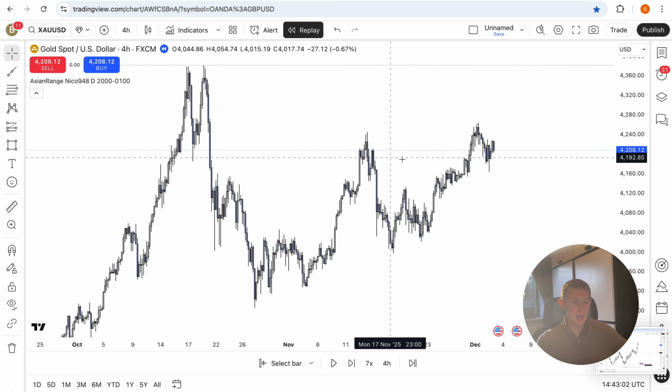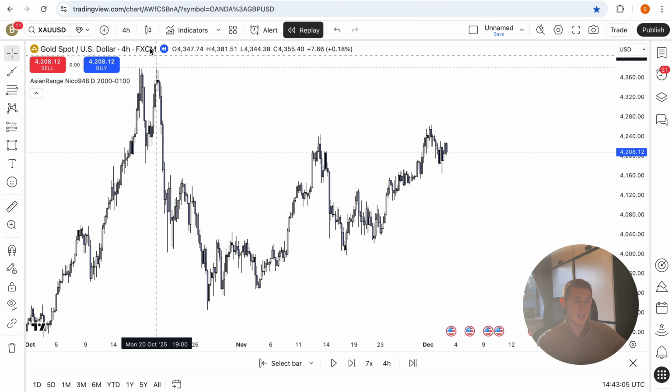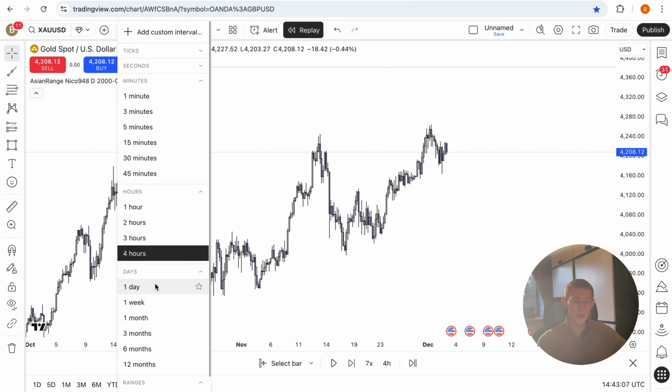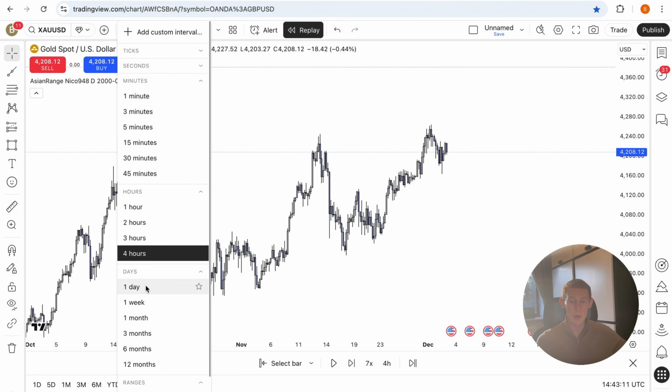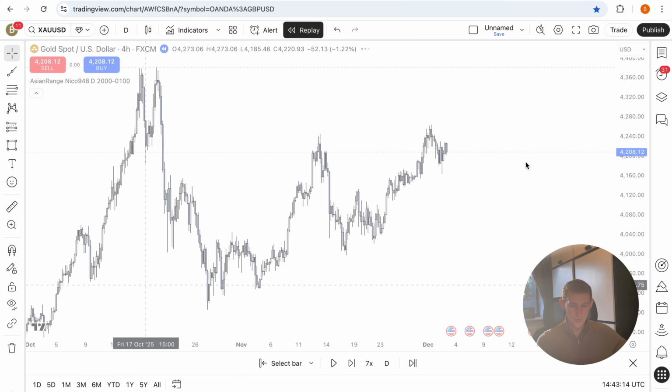So let's go through the second example, like I said, when things are a little bit less clean. This one was on gold, and again, I'll put the screenshot of this trade up on the screen as proof that it's not just cherry-picked in hindsight, and that we did actually take this trade in the group.